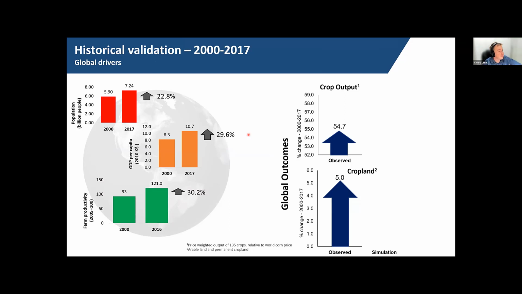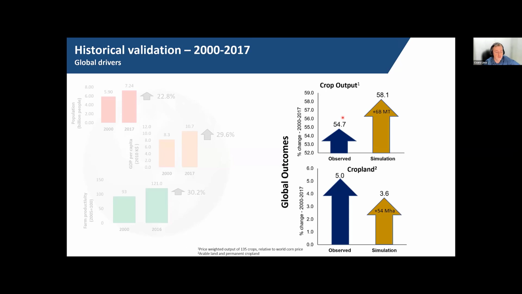The important issue here is the historical validation of the model. We look at the global drivers from the period 2000-2017, tracking population change, per capita income, and farm productivity. At the global level, we observe a huge increase in crop output, and also a 5% change in cropland expansion in this period. The model should be able to reproduce a similar pattern of cropland expansion and cropland output.